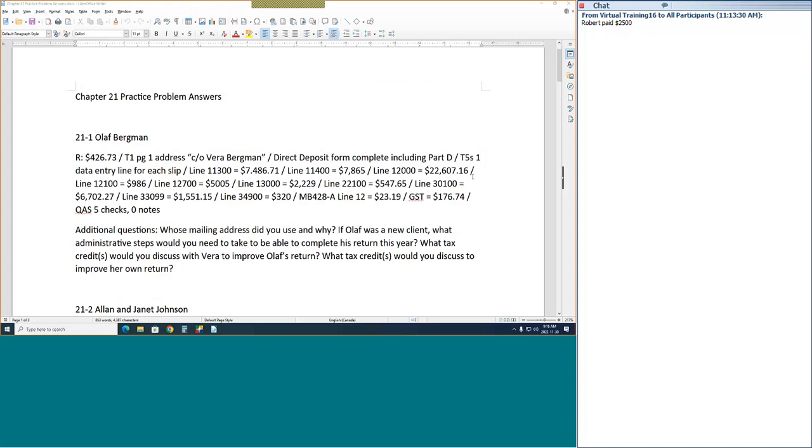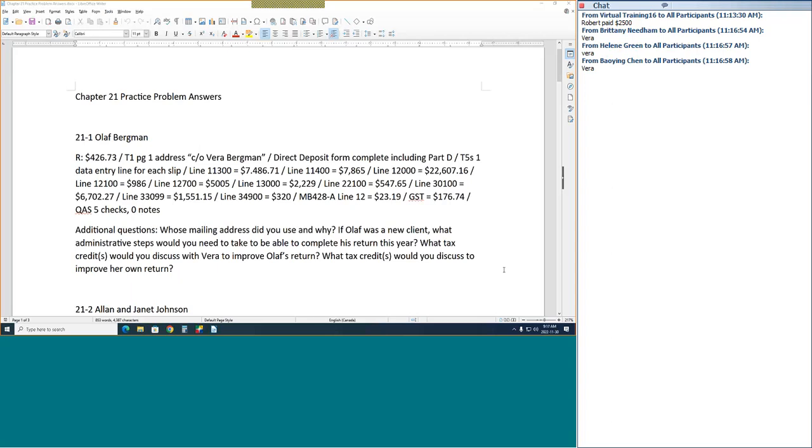Olaf Bergman had a power of attorney which he gave to his daughter Vera. His daughter Vera has been looking after him while he is having some health challenges. Whose mailing address did you decide to use in this situation? So we had a mailing address for Olaf and a mailing address for Vera. Which address did you pick? Vera. Excellent. I did as well.